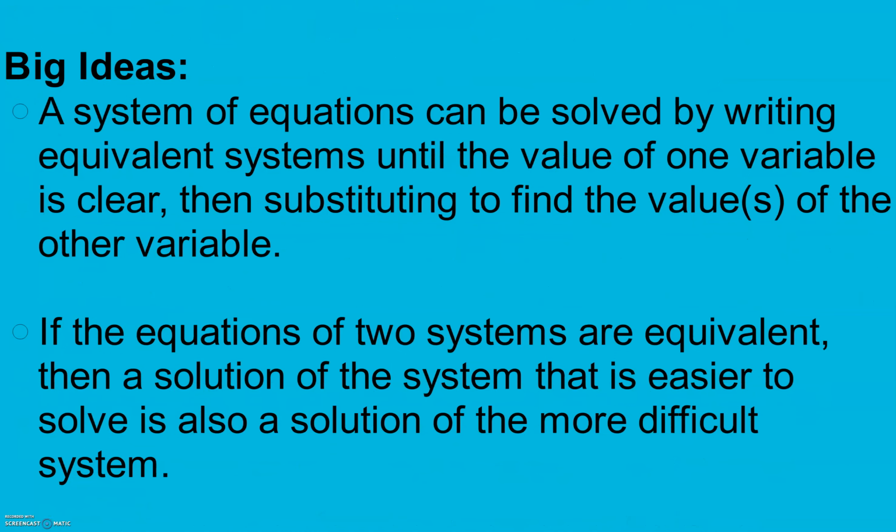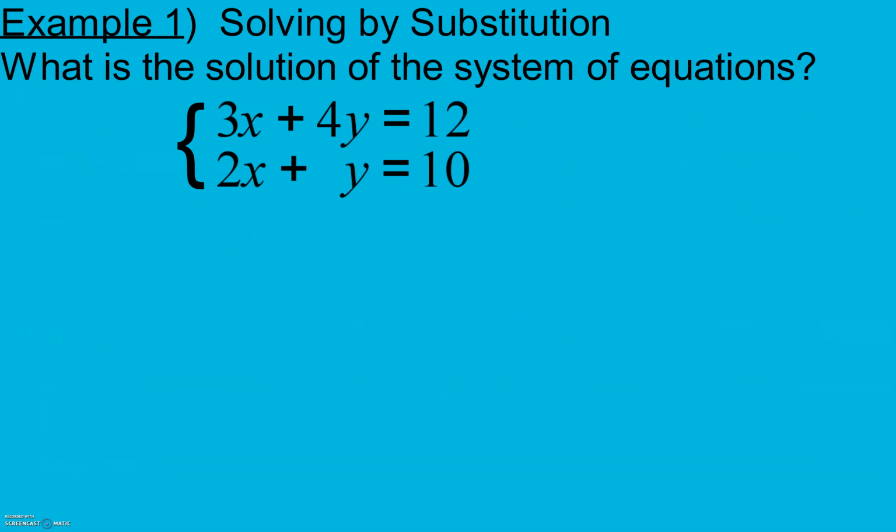If the equations of two systems are equivalent, then a solution of the system that is easier to solve is also a solution of the more difficult system. So here we're going to try to find the solution of the system of equations. Sometimes we don't necessarily have graph paper handy, or when we graph them, we get a point in between two values. And rather than guesstimating what that value is for our x and for our y, we can use algebra and solve algebraically. And that's what we're going to do here.